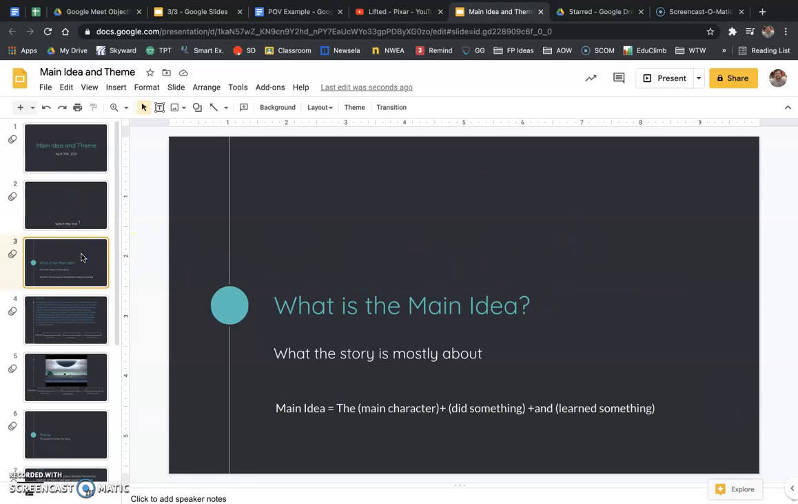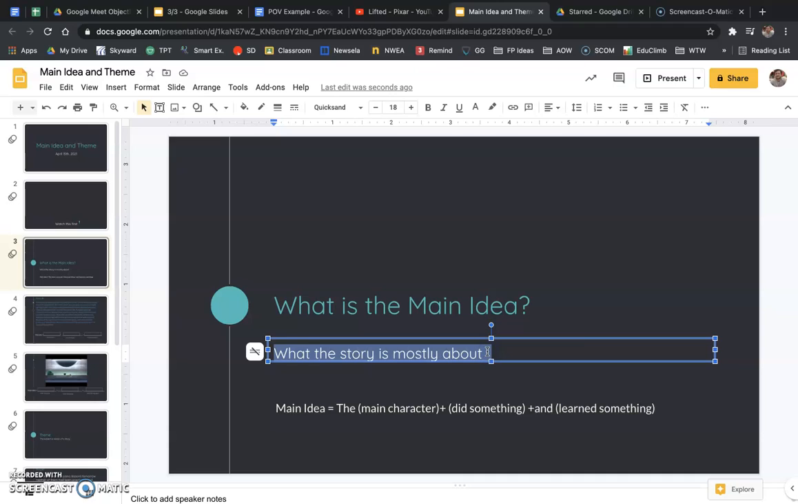The first thing is we're going to look at main idea together. Main idea is actually very easy. It's very simple. It's very basic. It's just what the story is mostly about. Okay, so what's going on in the story? It's usually one sentence, what's happening.